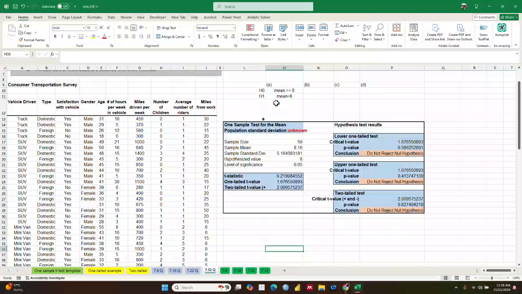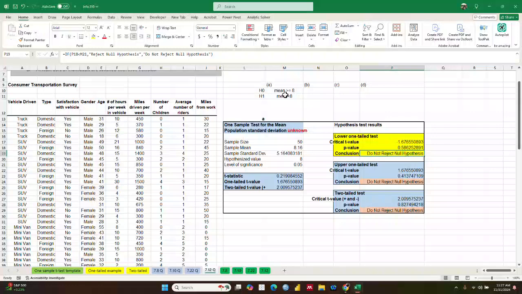Second, we look at the direction of the alternative hypothesis and decide whether it is lower tail or upper tail. Our alternative hypothesis is less than something, so it is a lower one-tail test. So we look at this part of our template and interpret this part. So we cannot reject the null hypothesis, meaning that we need to accept our null hypothesis.